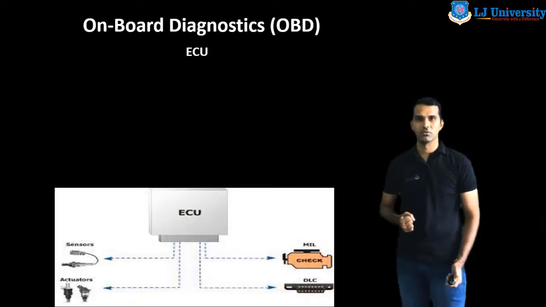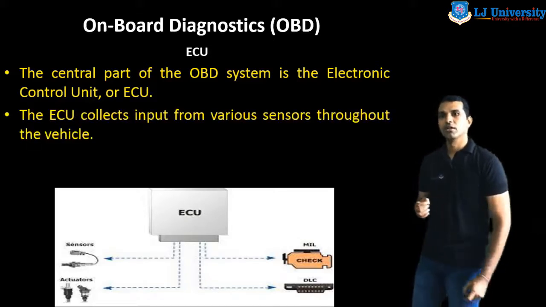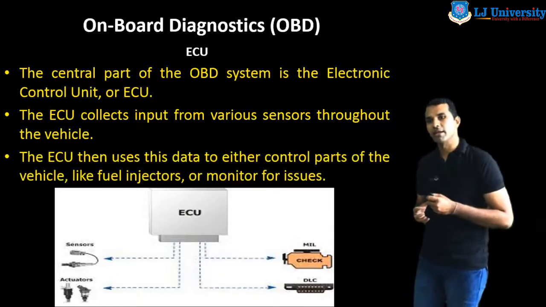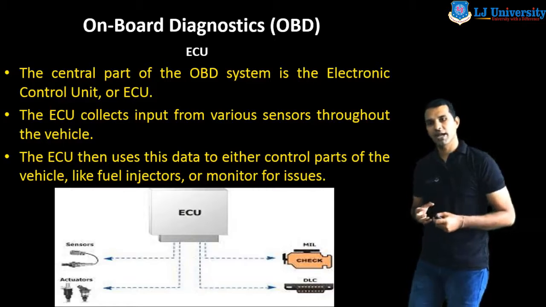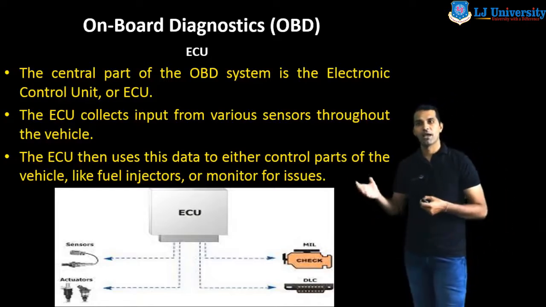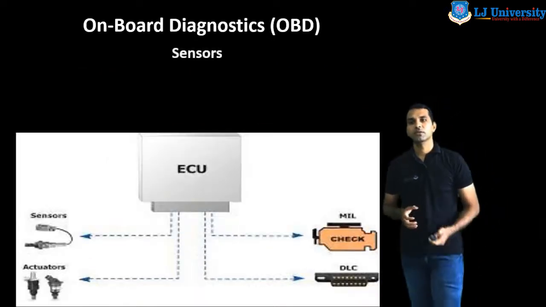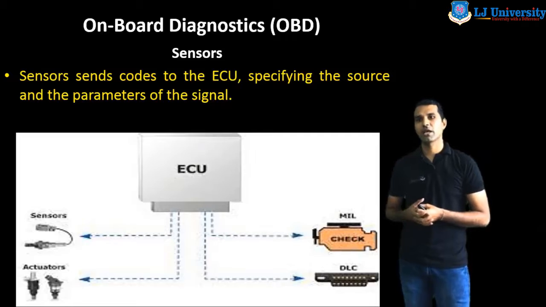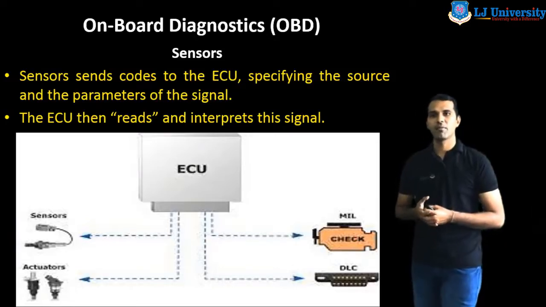So first one is the ECU. The central part of the OBD system is the electronic control unit. The ECU collects input from the various sensors throughout the vehicle. The ECU then uses this data to either control part of the vehicle, like a fuel injector, or monitor it. So the ECU collects the data from the sensors and operates the actuators like the fuel injector. Now the sensors. The sensor sends a code to the ECU specifying the source and the parameter of the signal. The ECU then reads and interprets this signal.